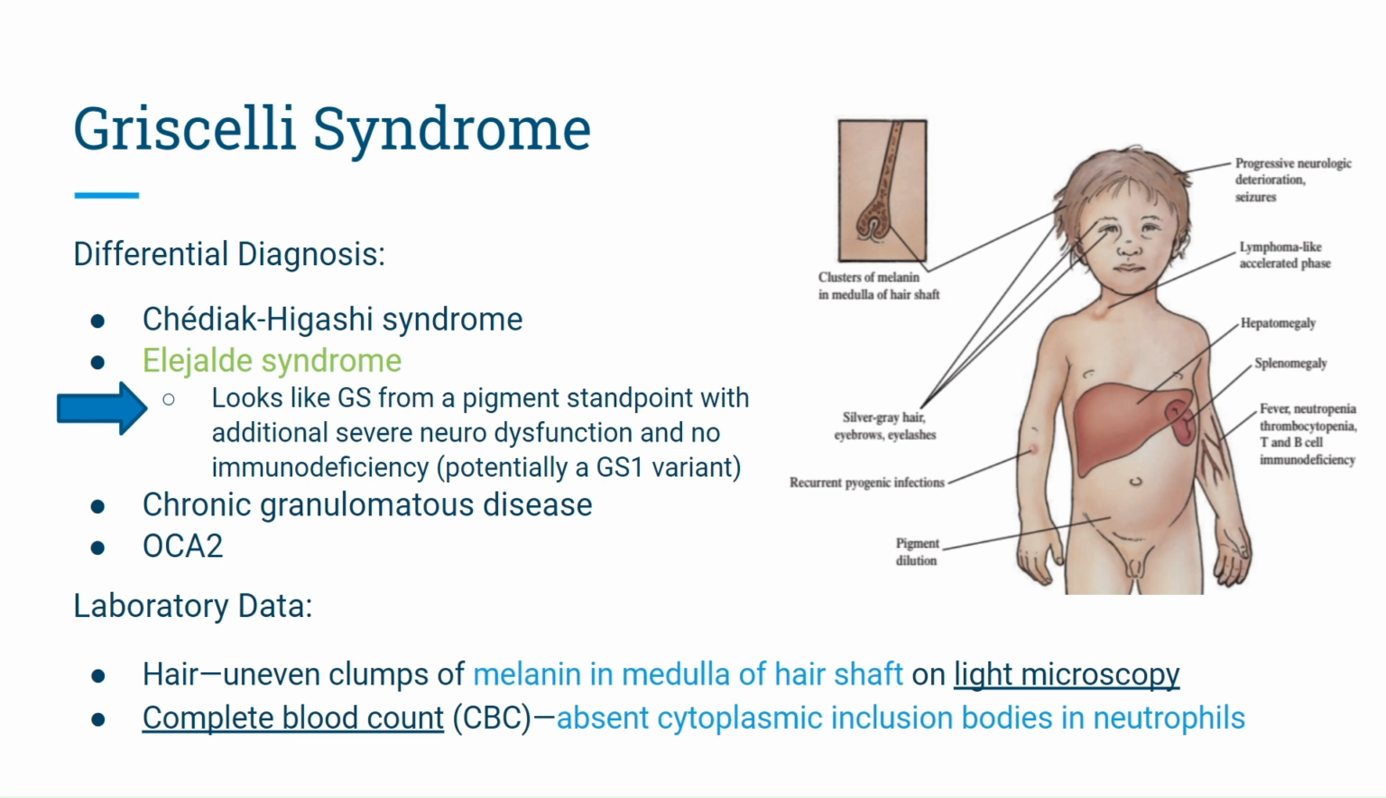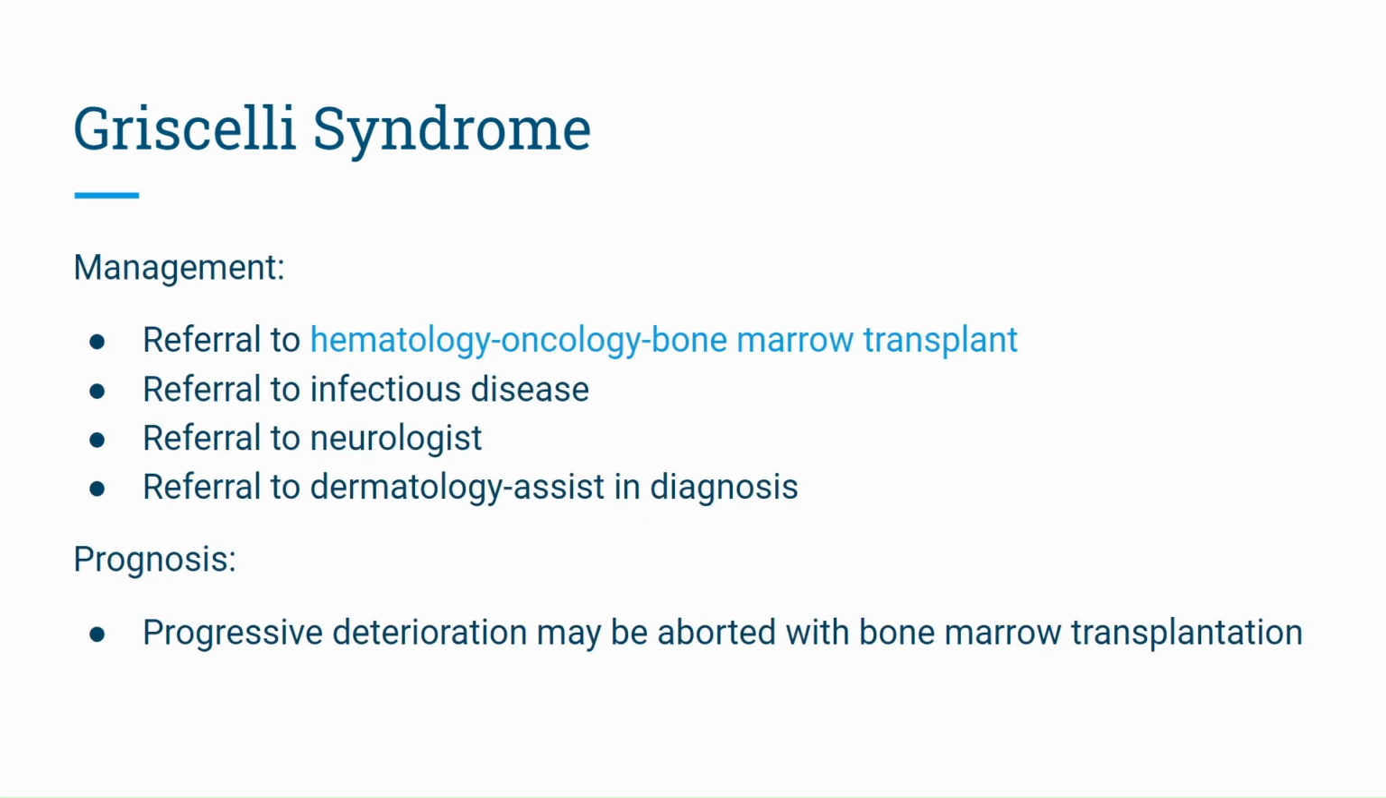Hair-wise, you'll notice uneven clumps of melanin. We talked about that in the medulla, the hair shaft on light microscopy. You'll also notice absent cytoplasmic inclusion bodies in neutrophils. Referrals here, going to hemonc, getting that bone marrow transplant. You're trying to avoid that accelerated lymphomatous phase. Referral to ID, neuro, and dermatology assists, usually in the diagnosis, but thereafter you don't have much of a role as well.